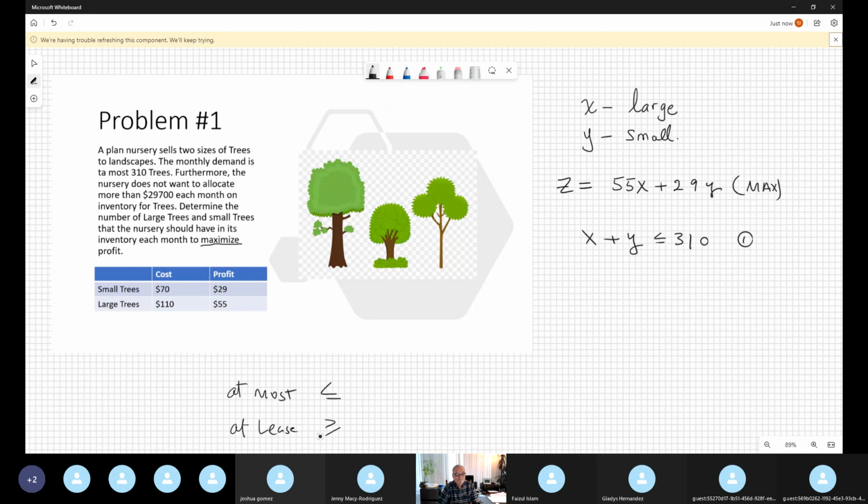Okay, one more constraint. They have a limitation with the money in this business. Furthermore, the nursery does not want to allocate more than 20. But this is the limit of money available in this company. So now the cost column, the money that the company needs to spend in the business, is $7 for each small and 110 multiplied by x, which represents the large, plus 70 multiplied by y, which represents the amount of small, and this is less than or equal to $29,700. And this is constraint number 2.